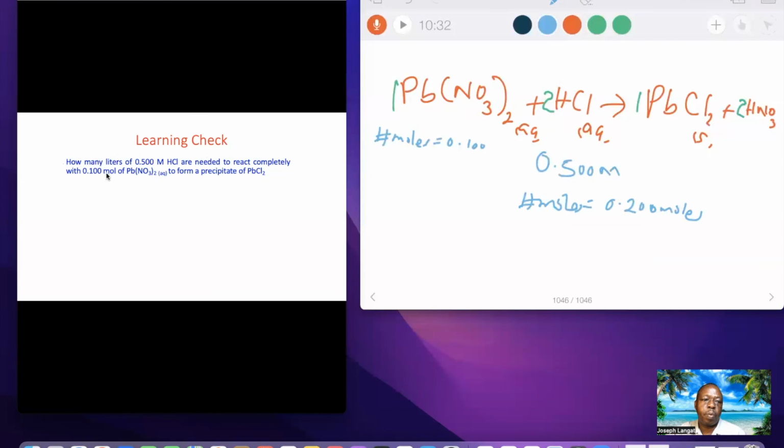This is the number of moles of lead(II) here, which means for complete reaction 1 to 2, for every one consumed here, 2 of that consumed. To completely precipitate this number of moles, we need 0.2 moles of HCl. Remember here how many liters.